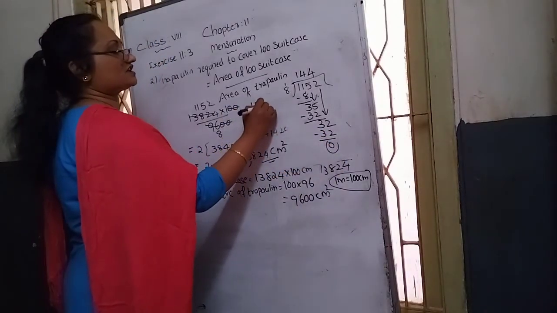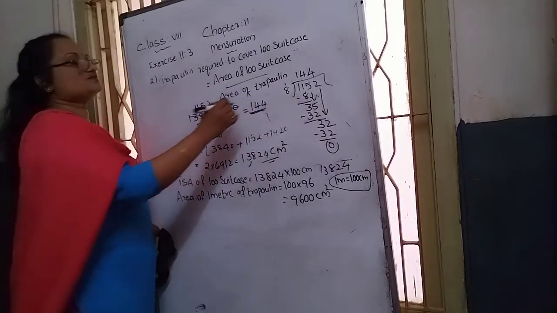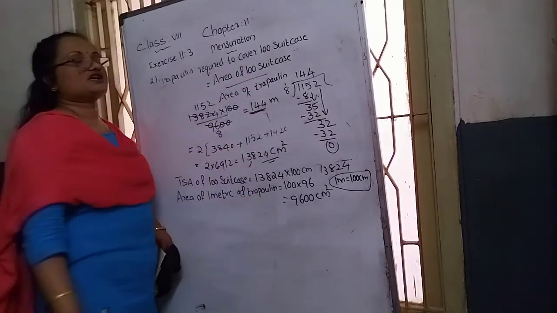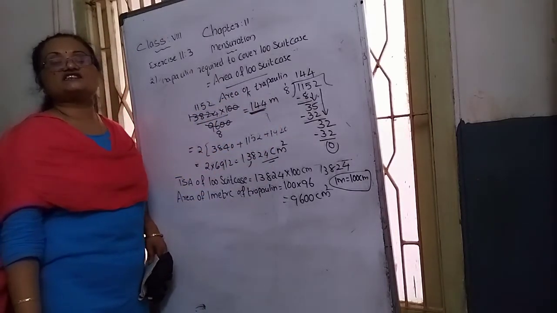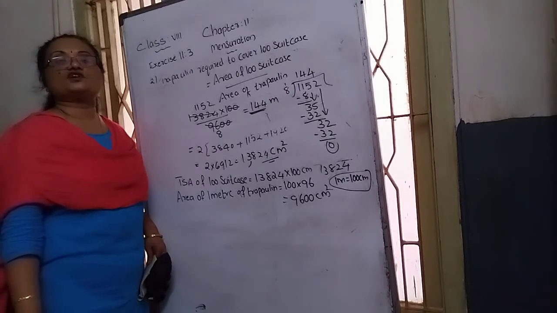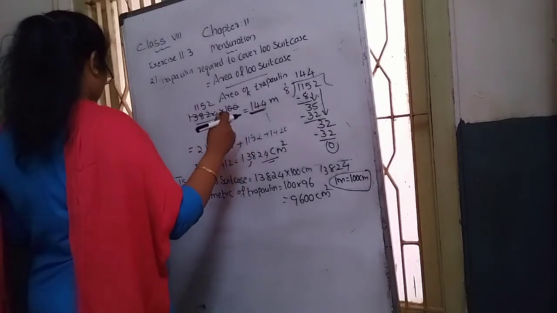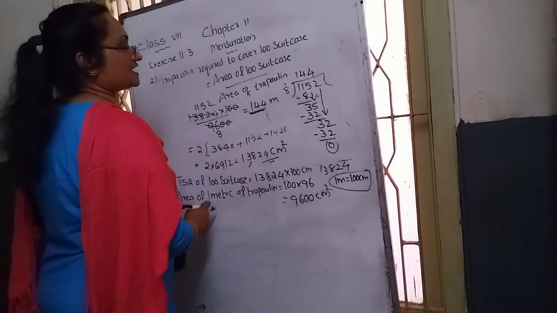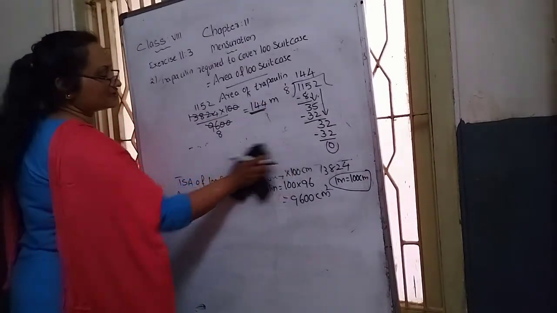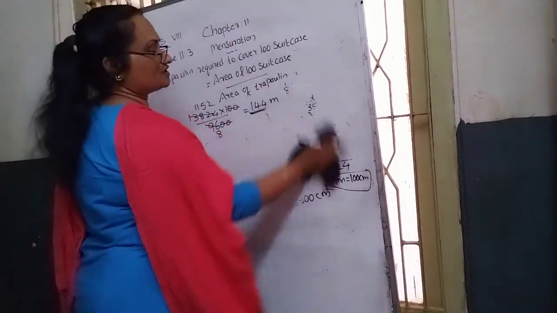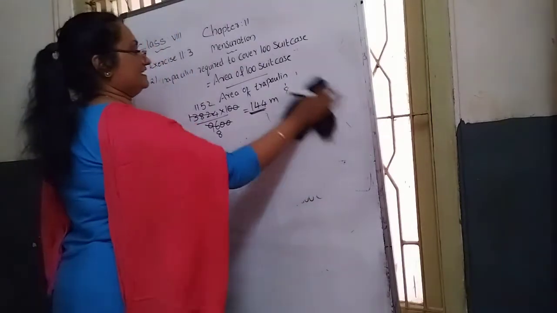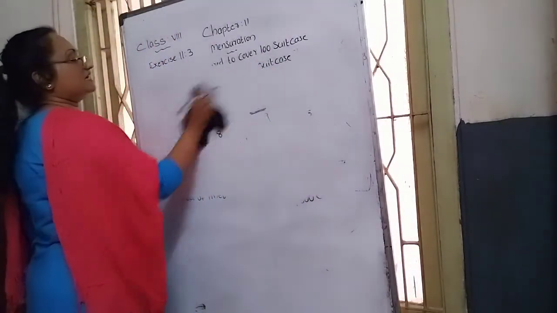So what is the answer? How many meters of tarpaulin are required to cover these 100 suitcases? 144 meters of tarpaulin is required for covering these 100 suitcases. That is the meaning of this question. The next question, the third question.